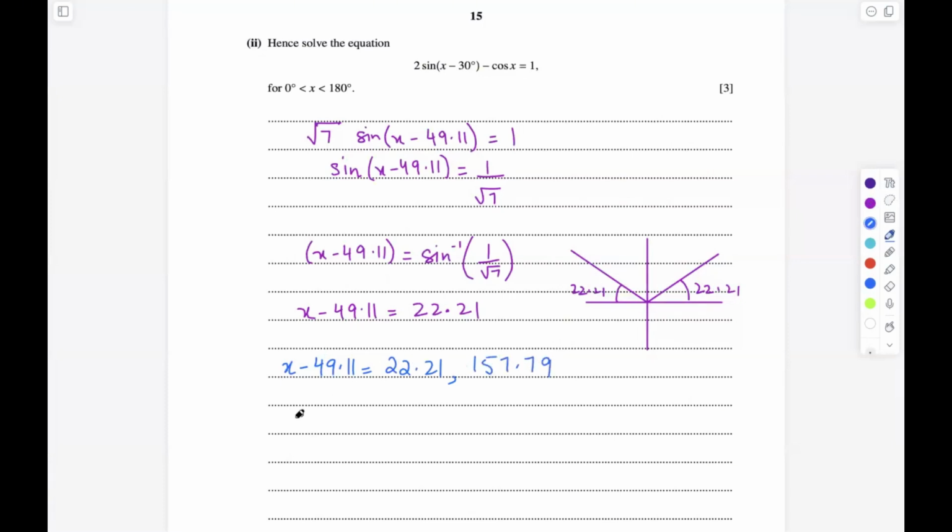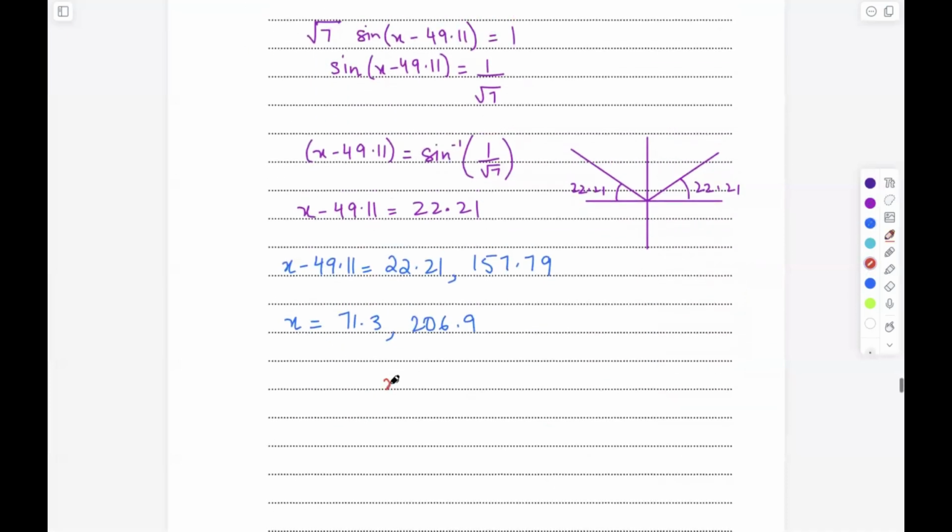Now we'll add 49.11 to both the answers. So 22.21 plus 49.11 will become 71.3. And when we add 157.79 and 49.11, that will become 206.9. But as the value of x can only be from 0 till 180, the final value of x will be x equals 71.3 degrees.